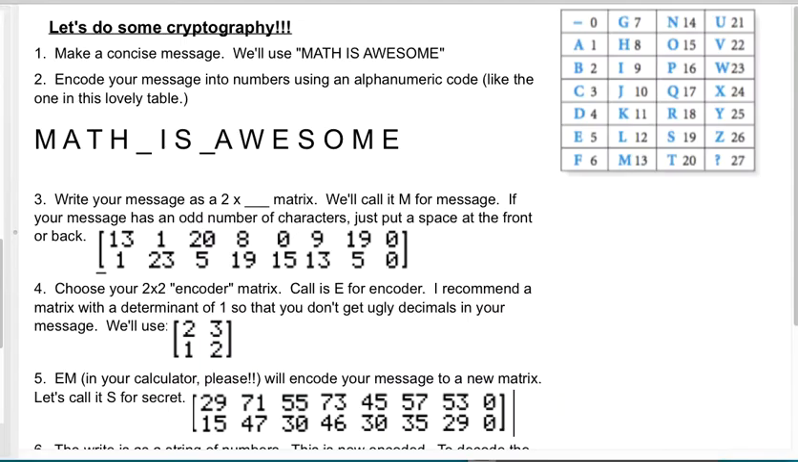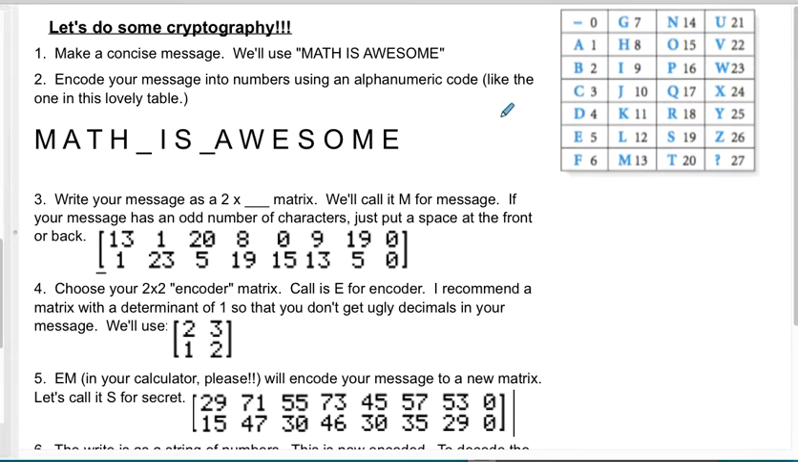All right, so let's do some cryptography. Okay, so when you're doing cryptography, the first thing you want to do is make a concise message. So I'm going to use "math is awesome." Right? And again, what we're doing here is we're encoding with matrices.